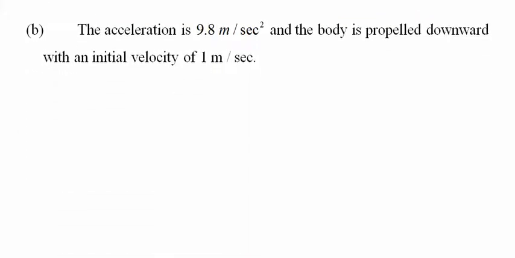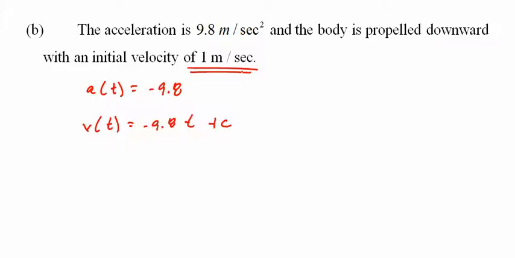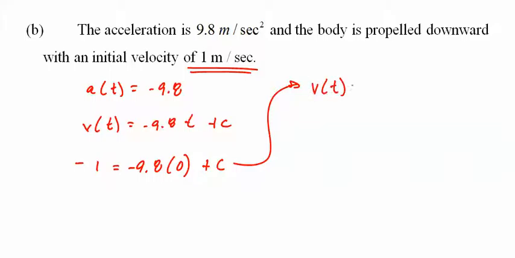If the acceleration is, and again, negative 9.8, then the velocity is, okay, we just did this, negative 9.8 t plus some c. Oh, the body has an initial velocity downward of negative 1. So negative 1 equals negative 9.8 times 0, because that's the initial time, plus c. We get c equals negative 1. The velocity equals negative 9.8 t minus 1.